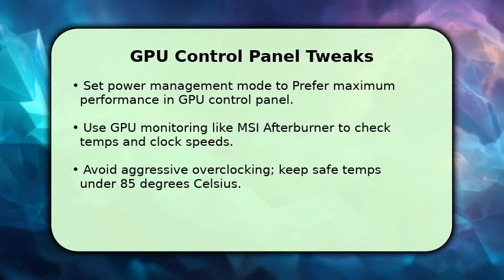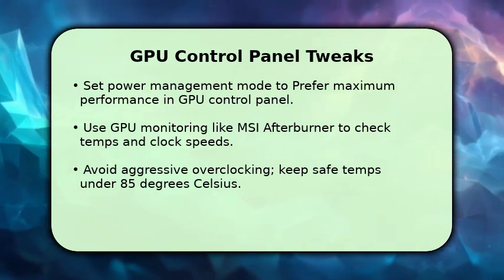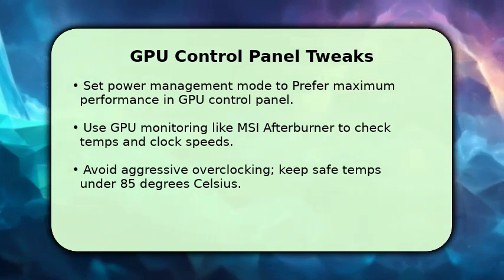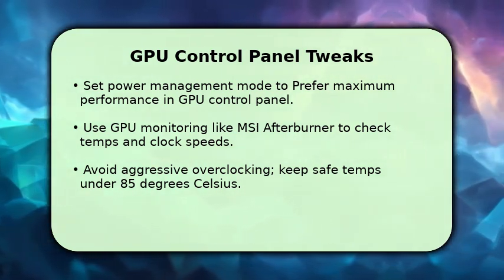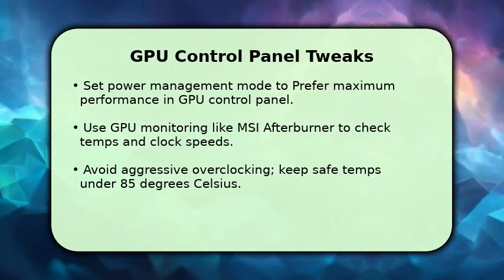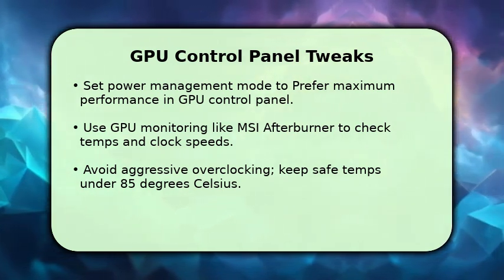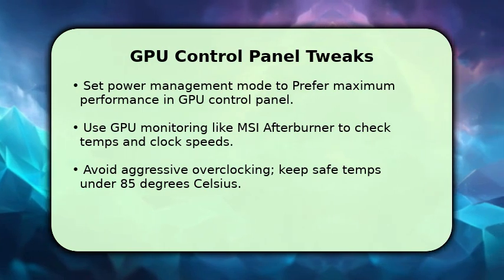Use monitoring tools like MSI Afterburner to observe GPU temperature, core clock, and usage in real time. Keep GPU temperatures below 85 degrees Celsius and avoid aggressive overclocking if you have stability issues.